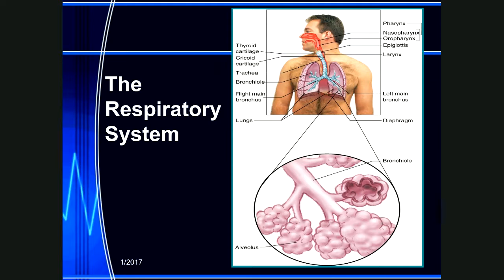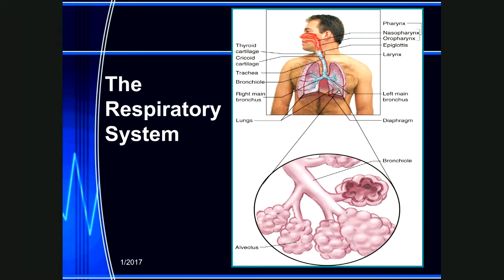Now we're going to talk about the respiratory system. The respiratory system consists of the nose, the mouth, the pharynx, the larynx, the trachea, the bronchi, the bronchioles, and the alveoli. The nose and the pharynx serve to warm and humidify the air that we breathe in.